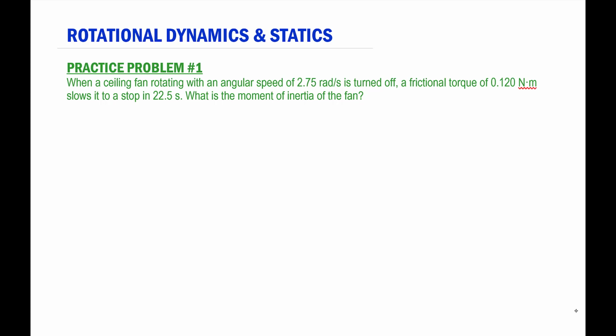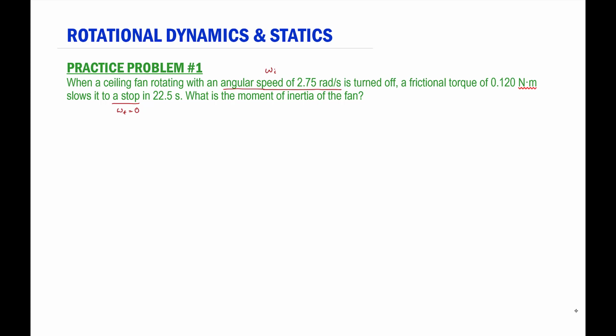So before we start, let's make a plan. We're given the initial and final angular speeds. A ceiling fan rotates at an angular speed and it's turned off. That would be its initial speed, omega i. It's turned off, and a frictional torque is going to slow it down to a stop, which means that the final angular speed is going to be 0.